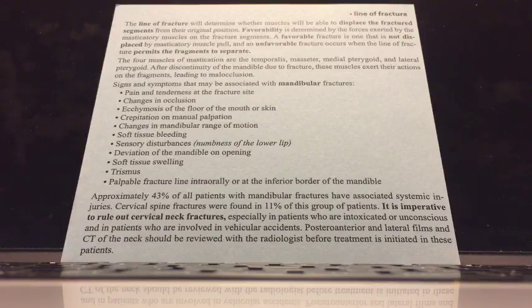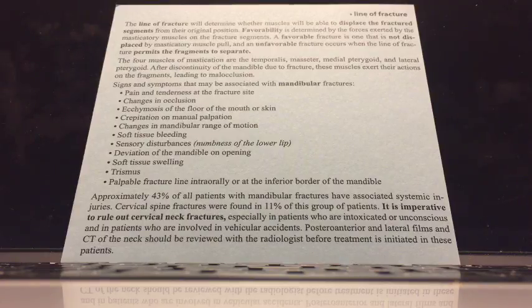Favorability is determined by the forces exerted by the masticatory muscles on the fracture segments. A favorable fracture is one that is not displaced by masticatory muscle pull. And an unfavorable fracture occurs when the line of fracture permits the fragments to separate. The 4 muscles of mastication are the temporalis, masseter, medial pterygoid, and lateral pterygoid. After discontinuity of the mandible due to the fracture, these muscles exert their actions on the fragments, leading to malocclusion.